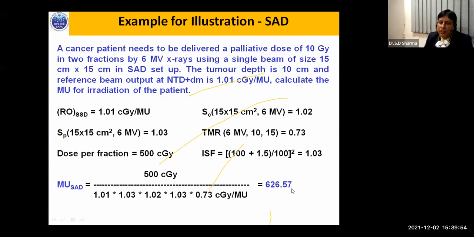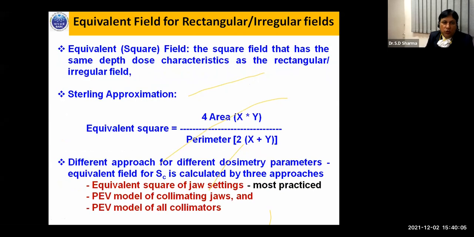Otherwise, if the accelerator has the capability of delivering monitor units in fractions, this can as such be used for treatment of the patient. So this is just a simple approach I wanted to show you.